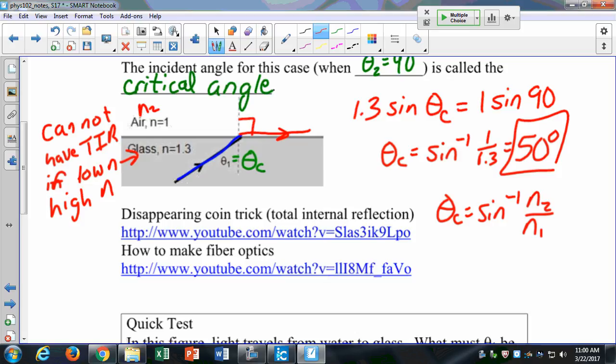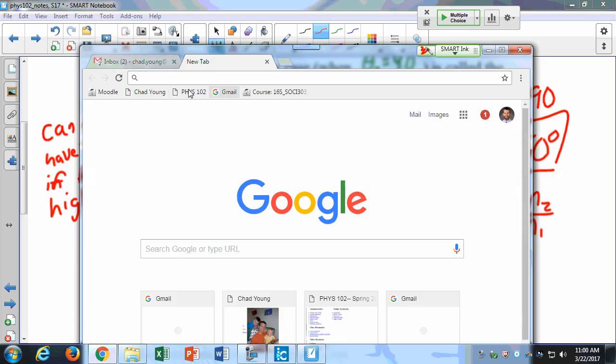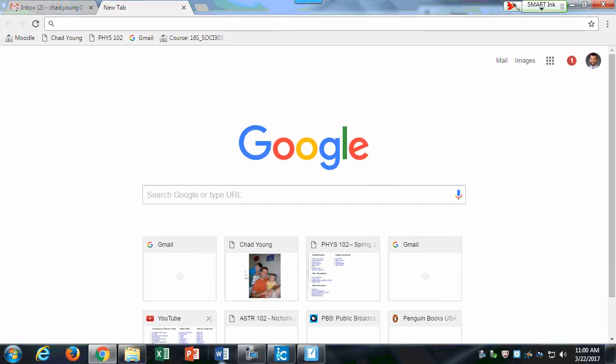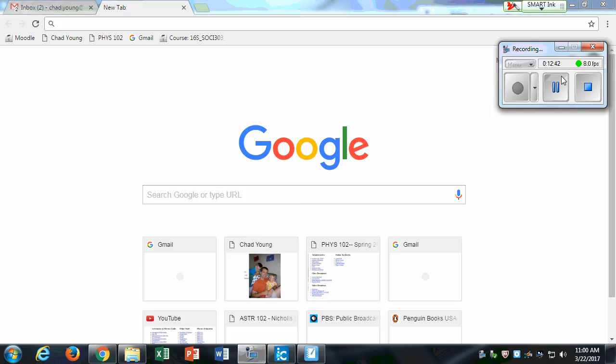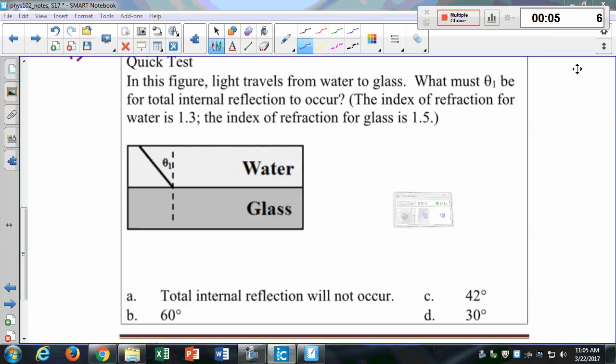So if that occurs, just stop for a minute and ask yourself the question, am I really getting total internal reflection here? Is it even possible? I have a little clip about this. It's very interesting, I think. Moving from water to glass, what must theta 1 be for total internal reflection to occur? What is theta 1?